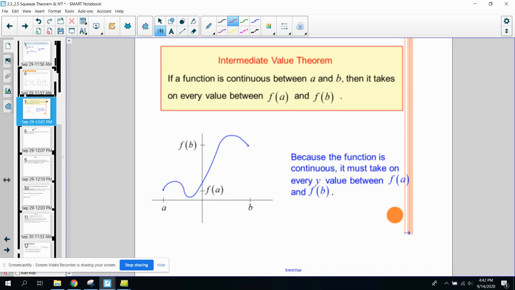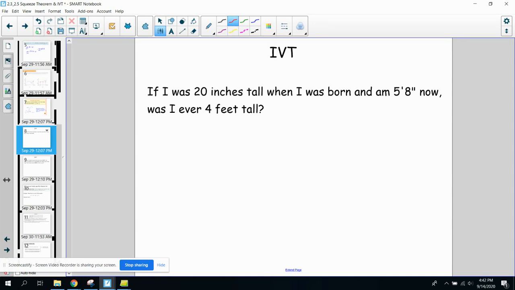So let's look at another example. If I was 20 inches tall when I was born and am 5'8" now, was I ever 4 feet tall? First thing we want to ask ourselves is: is this a continuous function? As time goes on, does your height increase continuously, or do you skip any heights? Well, you're not going to skip any inches, even though you might be a certain inch for 2 seconds if you're having a growth spurt. You're going to go through every inch.